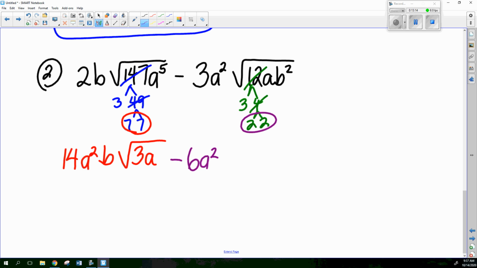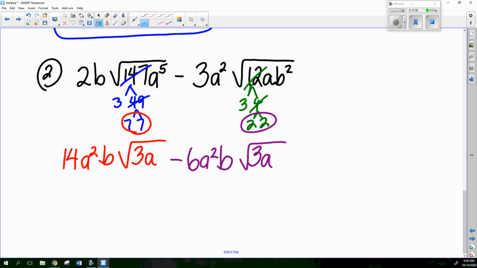Can I take out any sets of B's? Yes. How many sets? 1 set of 2. Are there any B's left over? No. So then what is left over? What goes back under the radical? 3 that I didn't circle, and that extra A.